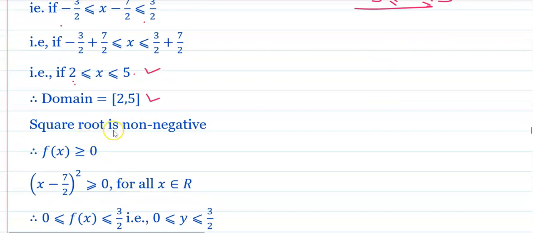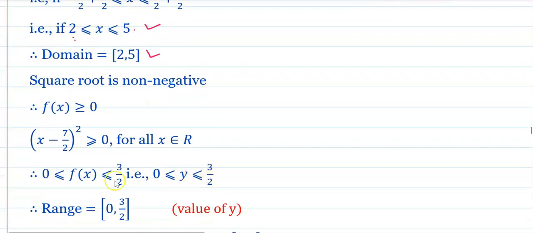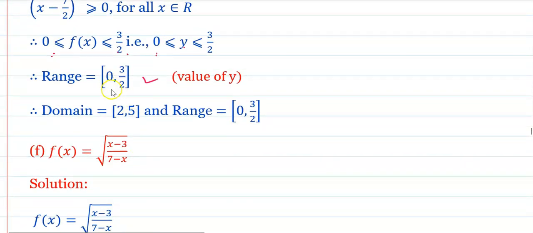The square root is non-negative. Therefore f of x is greater than or equal to 0. (x minus 7 by 2) whole square is positive for all x belonging to the set of real numbers. Okay, and hence its value lies between 0 and 3 by 2. Okay, आता इथे minus 3 by 2 येणार because (x minus 7 by 2) square is positive. Okay, and that f of x is y, and hence the value of y means what? The range lies between 0 and 3 by 2, and hence the range is the closed interval 0 to 3 by 2, and the domain is the closed interval 2 to 5. In this way, the domain and the range.